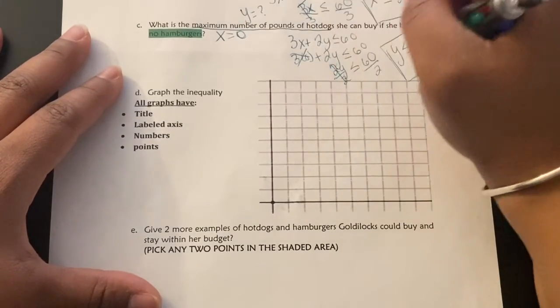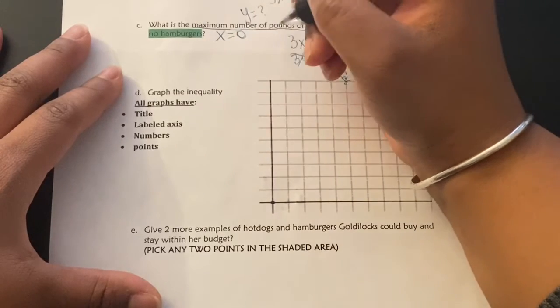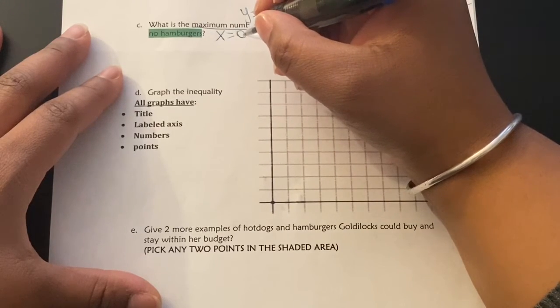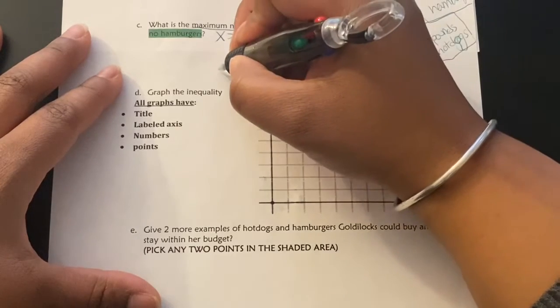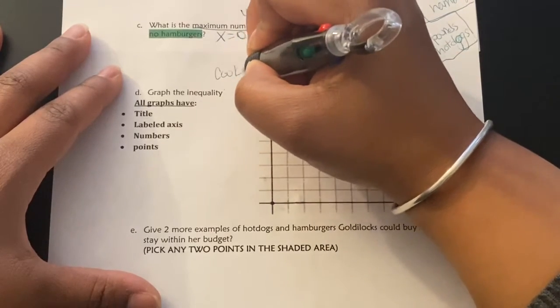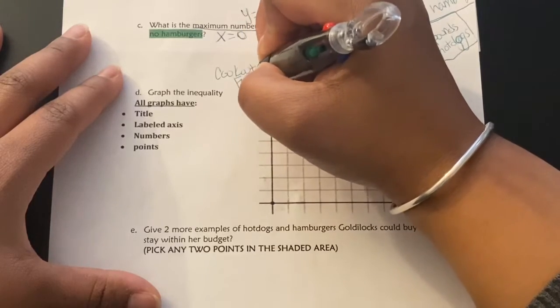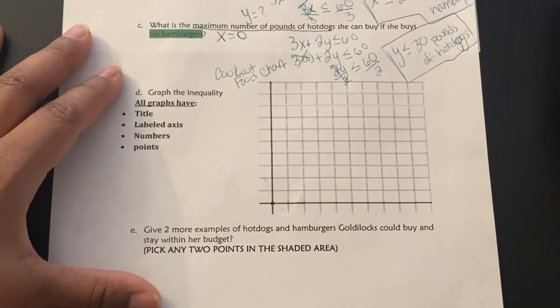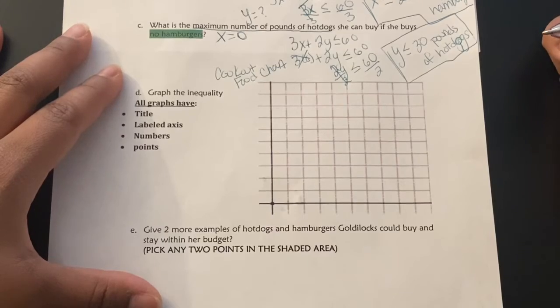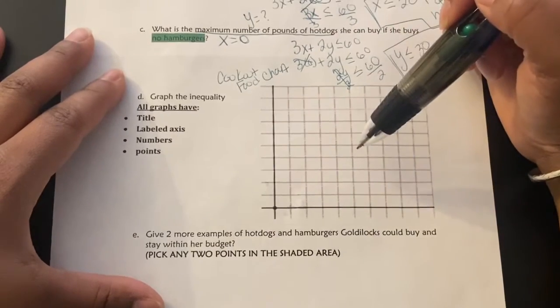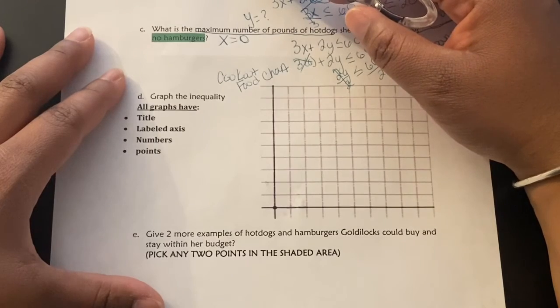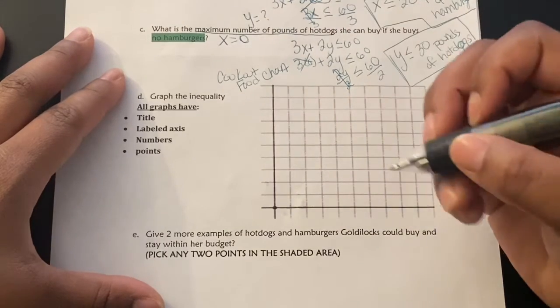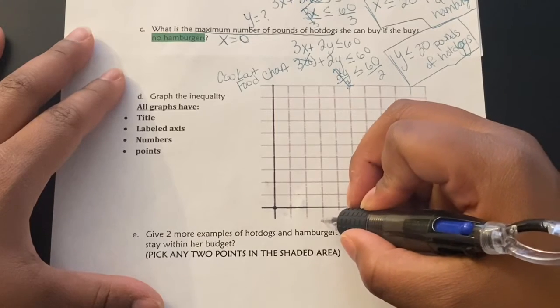So our title, and I'm going to write it off to the side over here, can be cookout food chart. It can be multiple different names, but let's just name it cookout food chart. So we're going to say that the x-axis, if we look at our equation, we said that x represented the number of hamburgers, or pounds of hamburgers bought.